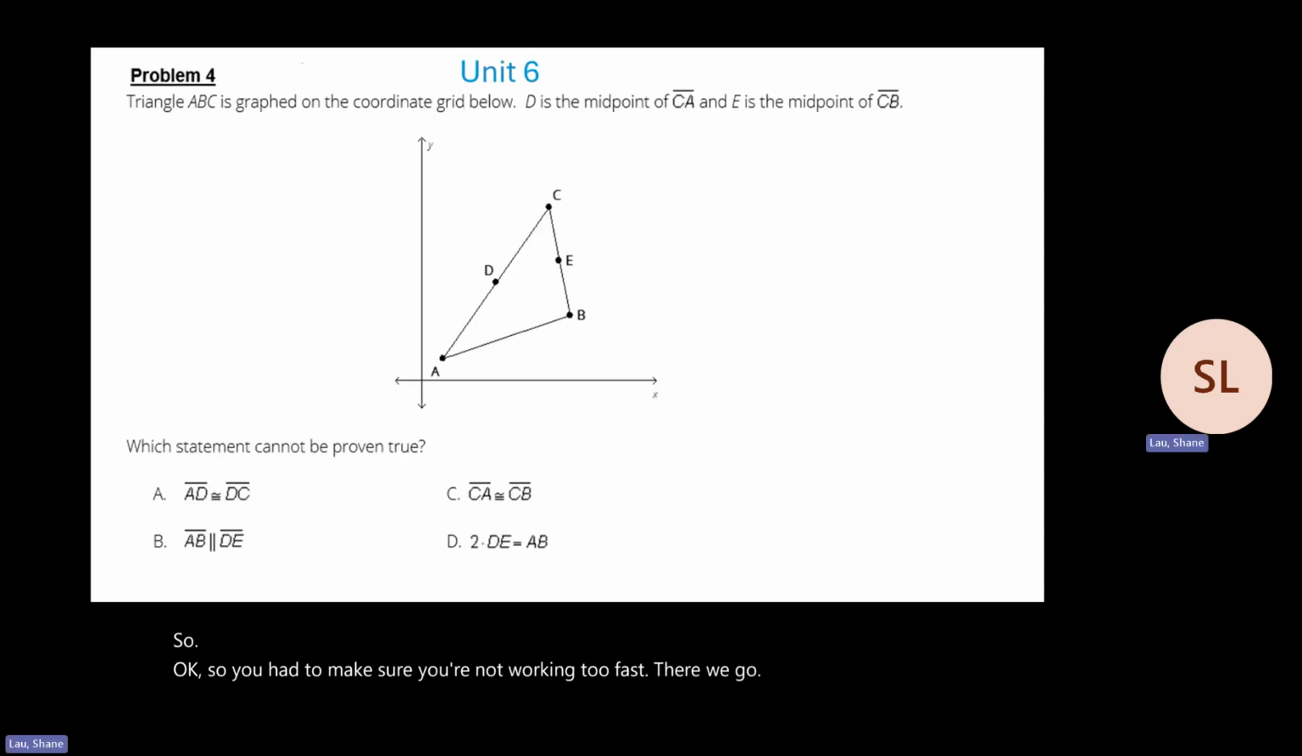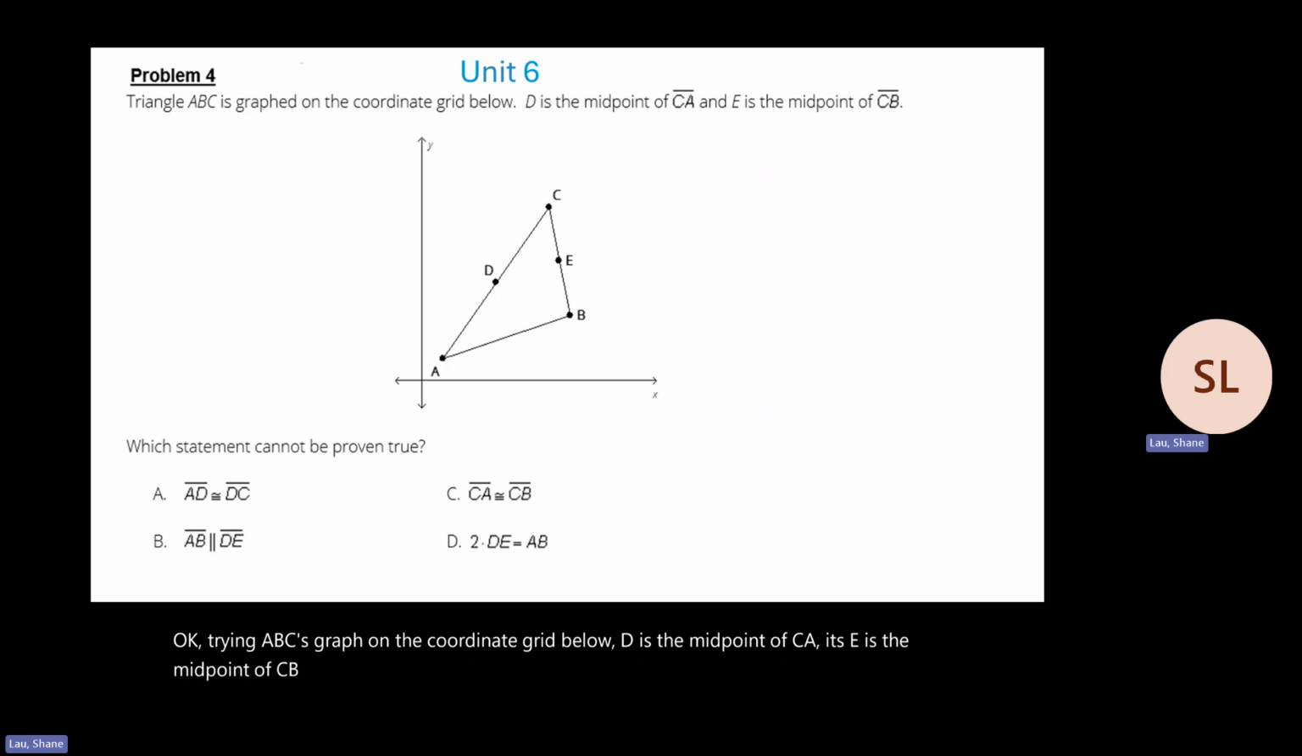Okay. Triangle ABC is graphed on the coordinate grid below. D is the midpoint of CA and E is the midpoint of CB. Which statement cannot be proven true? I don't know this off the top of my head. CD is okay. So that means this is the midsegment. DE is going to be parallel to AB. So that's correct.